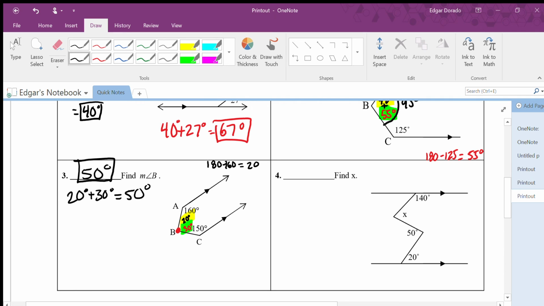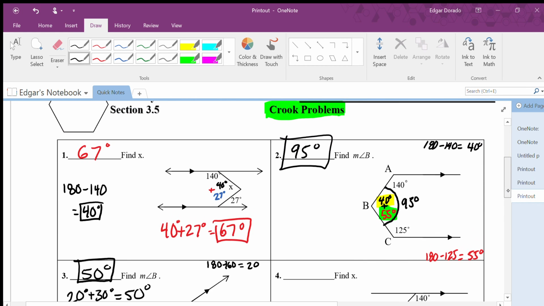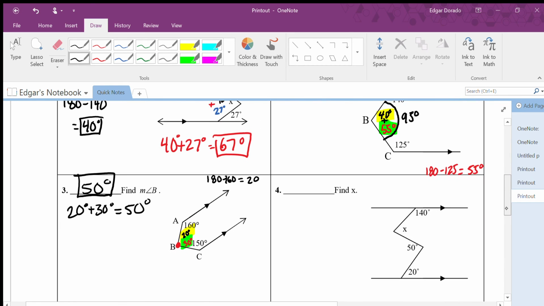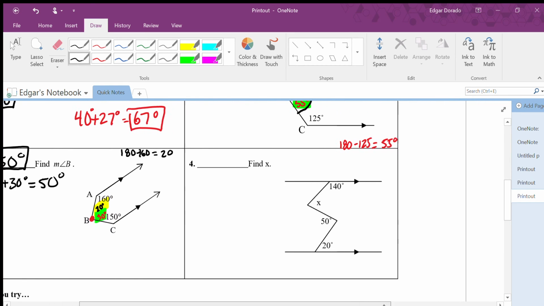All right. So hopefully we're getting the hang of this. Example number 4 is going to be a little bit more similar to example number 1. So we're going to go ahead and solve example number 4 next.